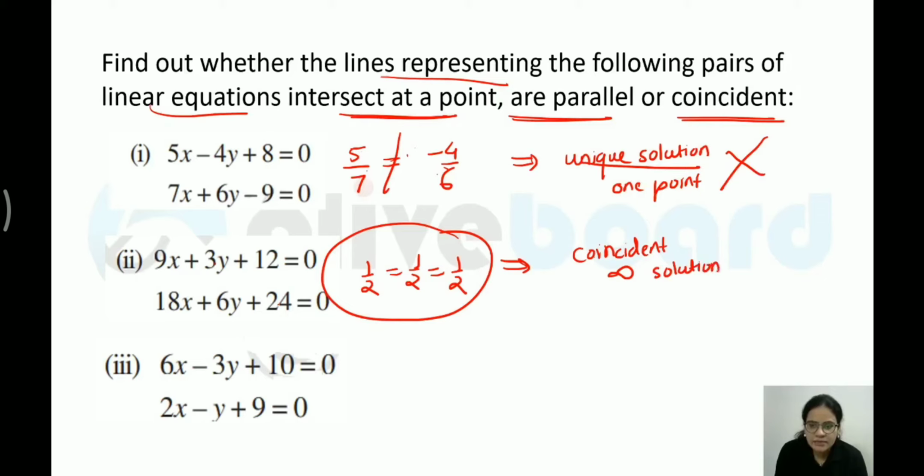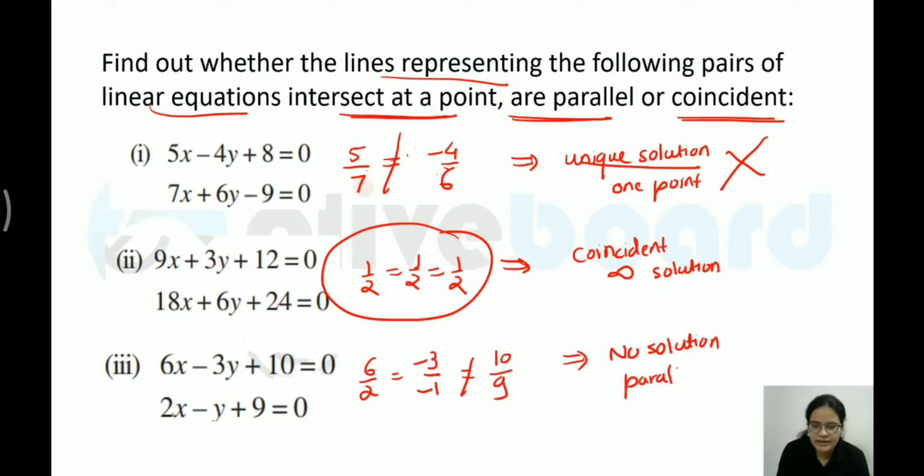In the last part, here you have 6 by 2, that is 3, and minus 3 by minus 1, again 3, but this is not equal to 10 by 9. So what will you call it? No solution, or they are parallel lines. I think it is clear. Out of these, can you tell me which one would be consistent? This would be consistent, this would be consistent, and here it will be inconsistent. I think it is clear how to figure this out.